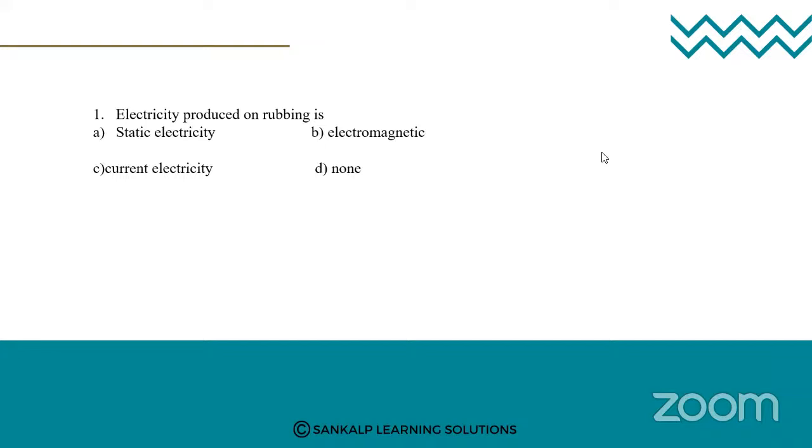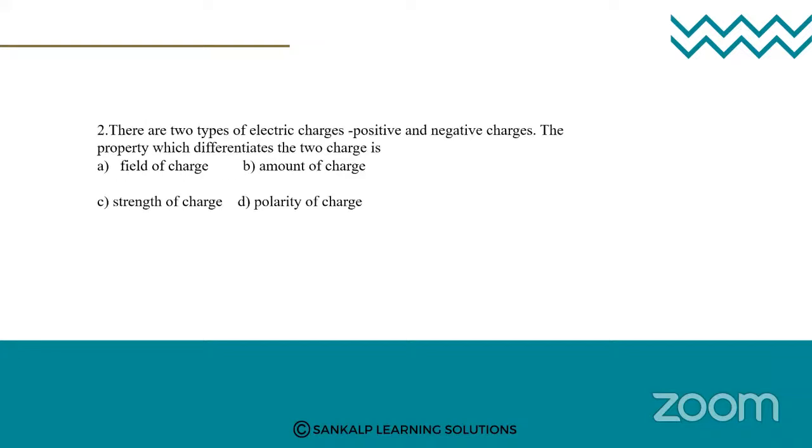Yes, A option is the right answer. That is static electricity. There are two types: static electricity and dynamic electricity, which we can also call current electricity. By rubbing we can produce static electricity. Option A is the right answer. Here is the next question.